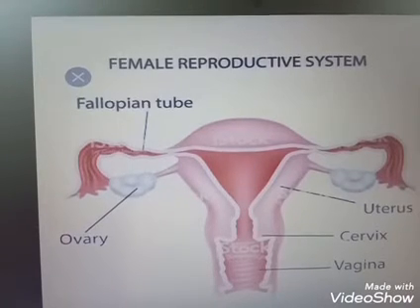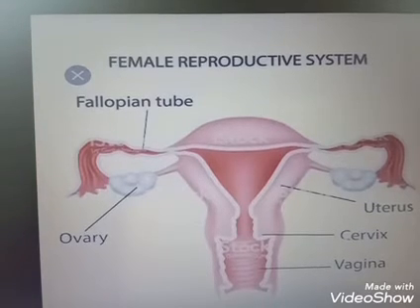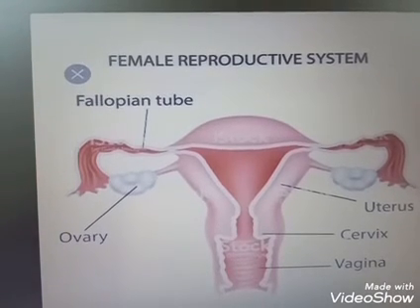The fallopian tube is about 10 to 12 centimeters long and extends from the periphery of each ovary to the uterus.